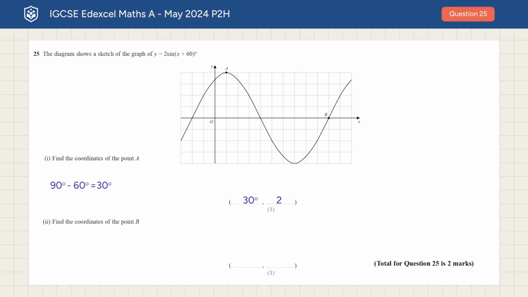Now, let's look at point B. On the sketch, B lies on the x-axis where the graph completes its cycle and returns to 0. A standard wave returns to the x-axis at 360 degrees. Applying our horizontal shift of 60 degrees to the left, we subtract 60 from that 360-degree mark. 360 minus 60 equals 300. Since point B is sitting right on the x-axis, its y-coordinate is simply 0. So the coordinates of point B are 300 degrees, 0.